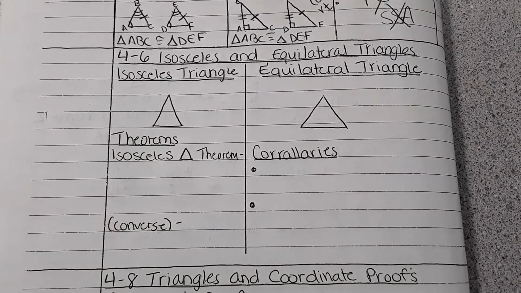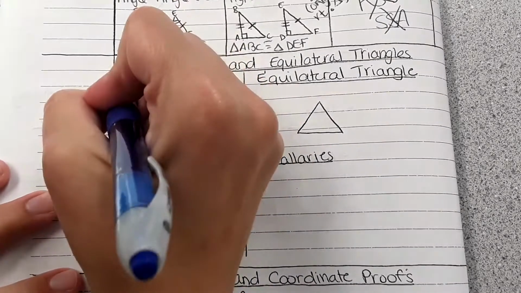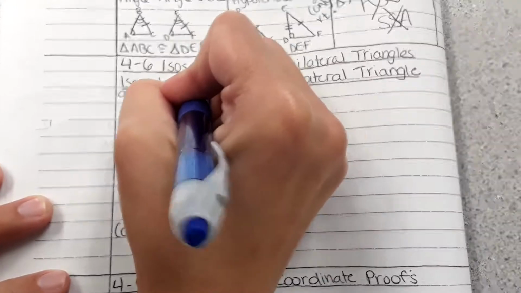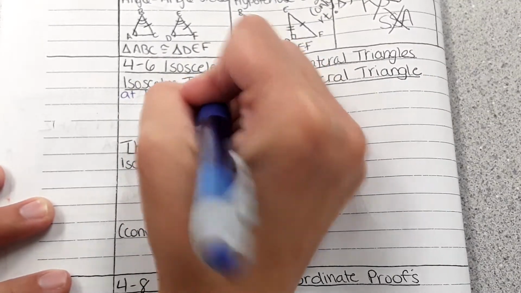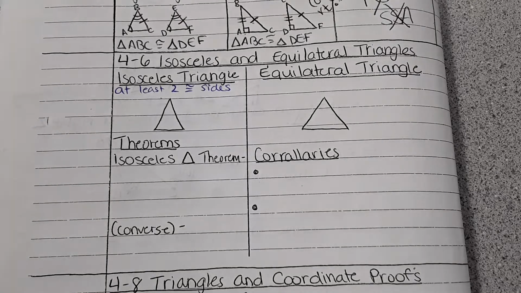Isosceles and equilateral triangles. So first of all, an isosceles triangle is a triangle that has at least two sides congruent. At least two congruent sides. Technically, an equilateral triangle is also isosceles because it does have two congruent sides.